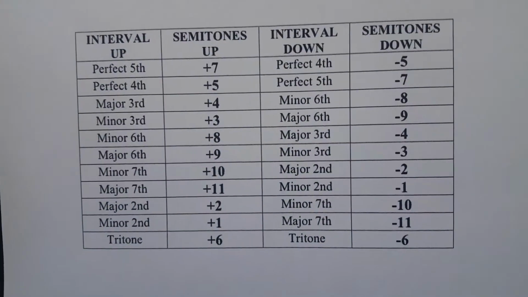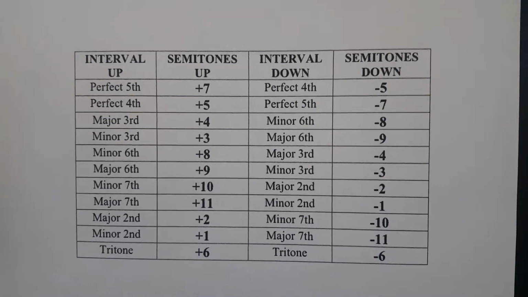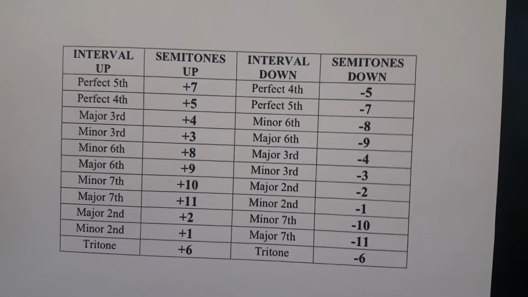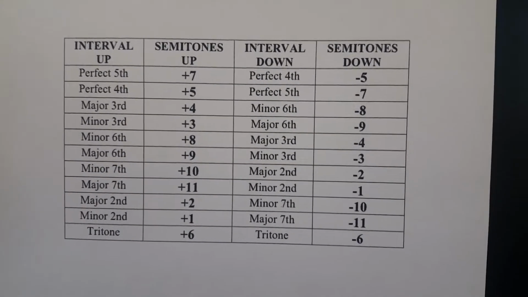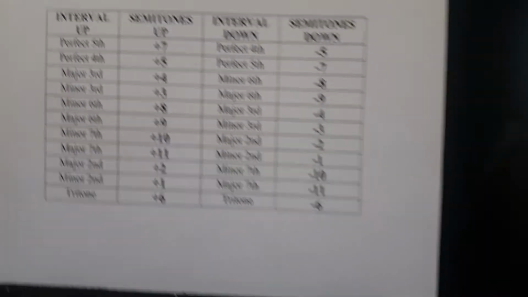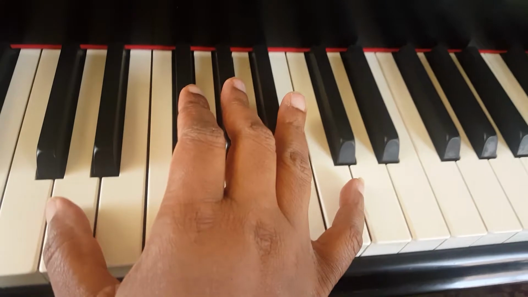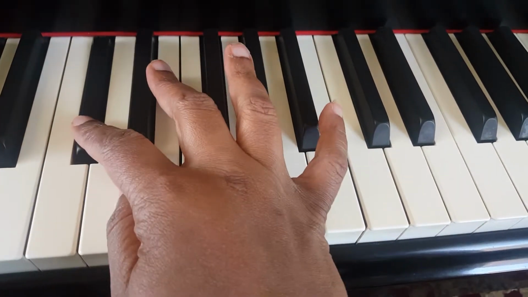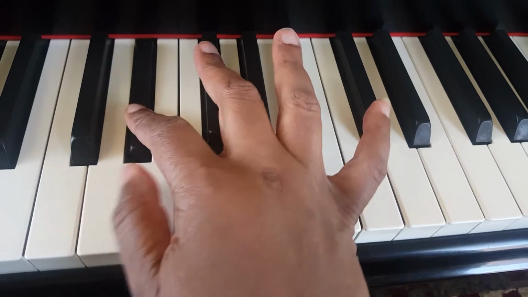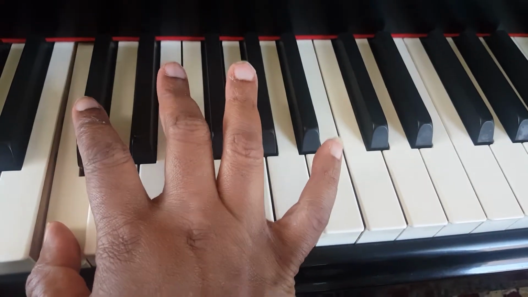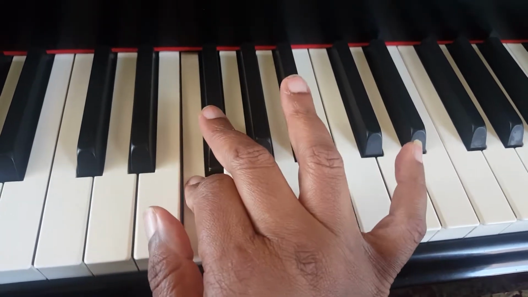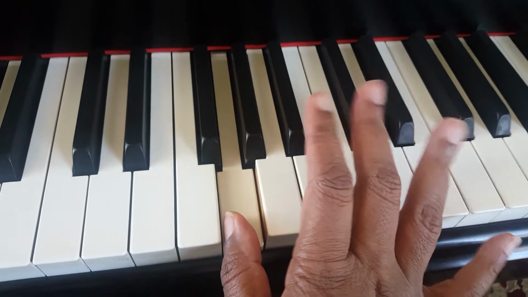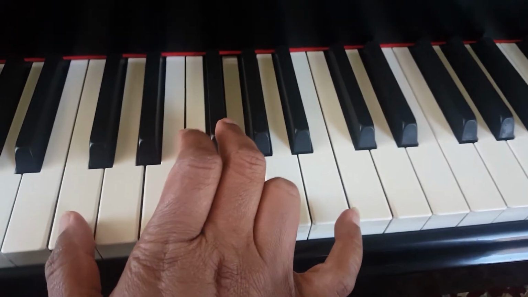Let's look at the semitone chart. Notice on the top of the left-hand side, it gives perfect fifth, and it says it's 7 half steps or 7 semitones upward. So let's go ahead and play that. Let's start it again. Sorry about that. And 1, 2, 3, 4, 5, 6, 7. So here's your perfect fifth.